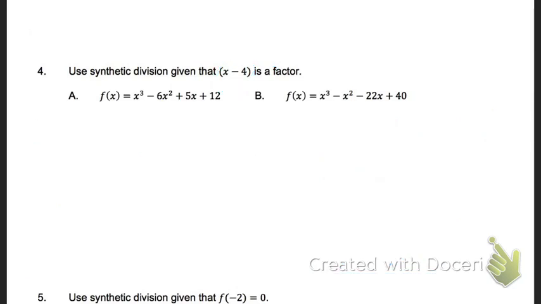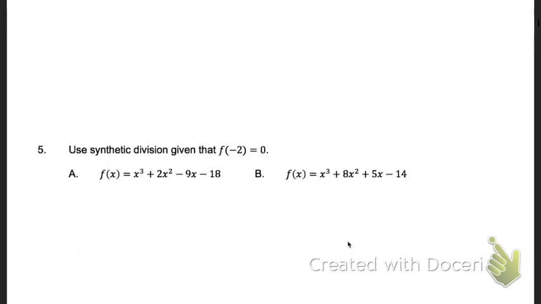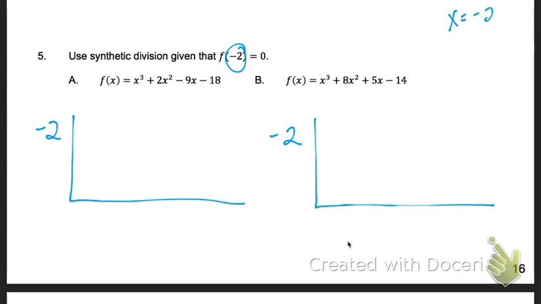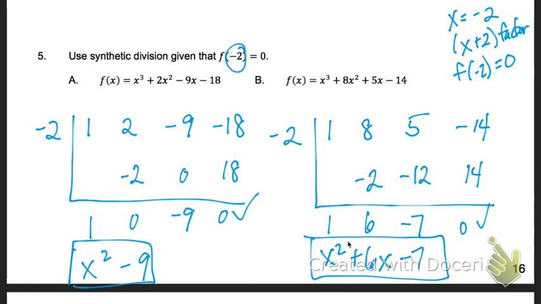Okay, for number 5, so the last one, it's just showing you all the different ways that it could be asked of you. So number 5, it's saying that f of -2 equals 0. That's another way of saying that -2 is a factor. So I put -2 in the box. So you could have x equals -2, you could have x plus 2 is a factor, or you could say f of -2 equals 0. And any one of those three mean the same thing, that you want to put -2 in the box. Okay, here are the 2 answers for 5.